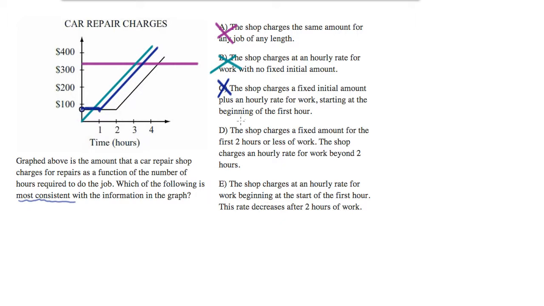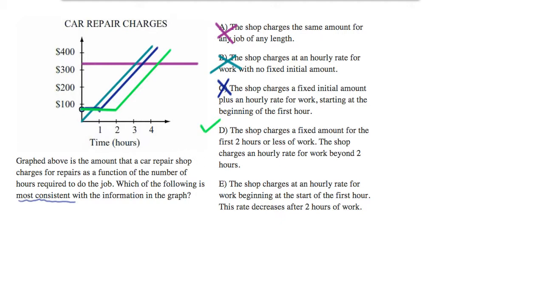Okay, let's look at D. The shop charges a fixed amount for the first 2 hours of work, and then an hourly rate for work beyond 2 hours. Now this is feeling good to me, because we have a fixed rate up to 2 hours, then an hourly rate after that. So D looks to be correct.